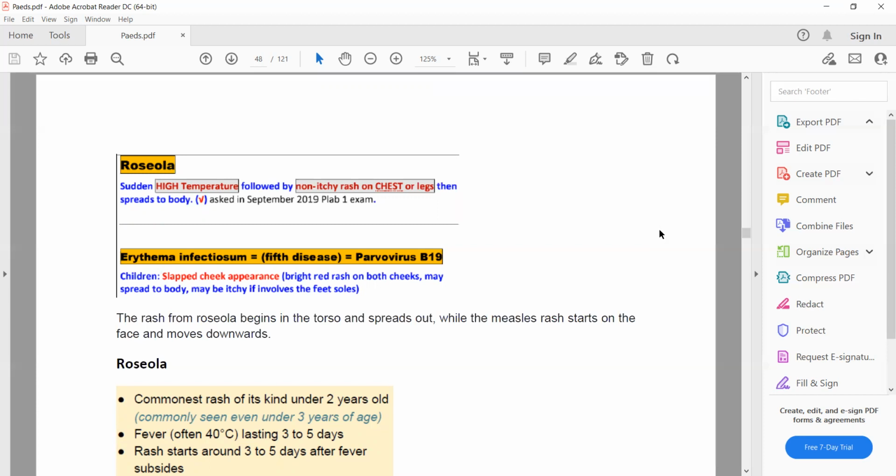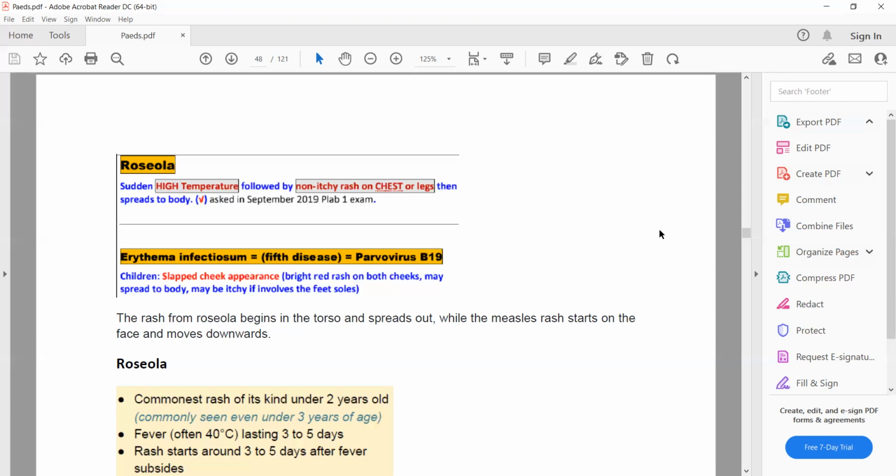While the rash in scarlet fever starts on the trunk and then spreads to the limbs, and it spares the palms and soles. While the rash in Kawasaki disease also has a similar mode of spread, but it involves the palms and soles as well.